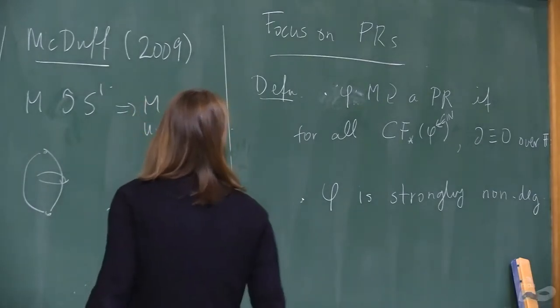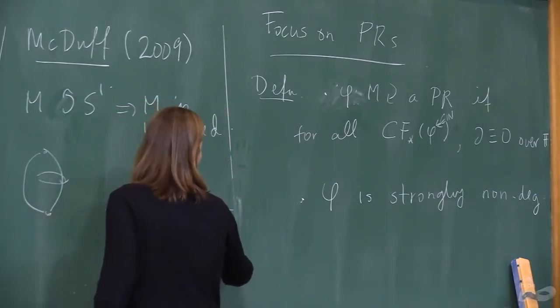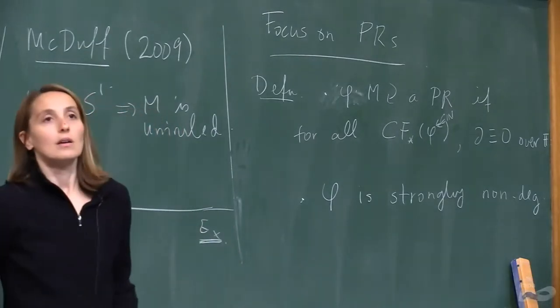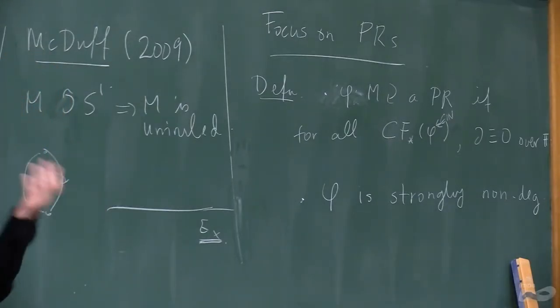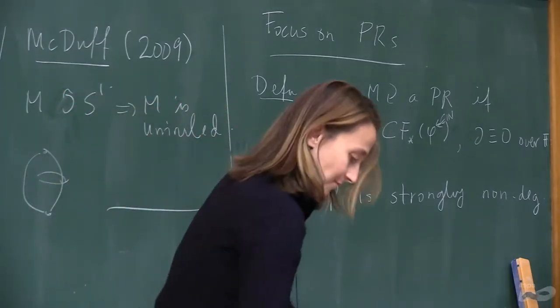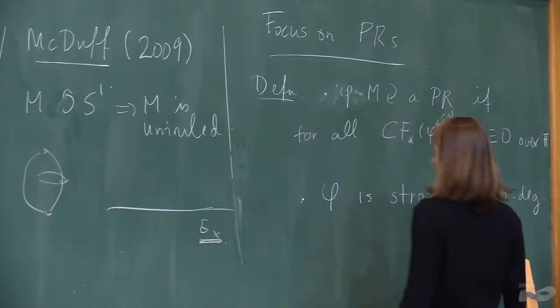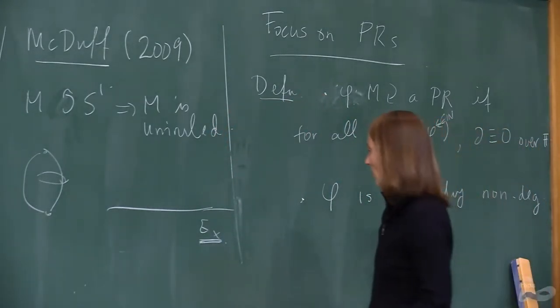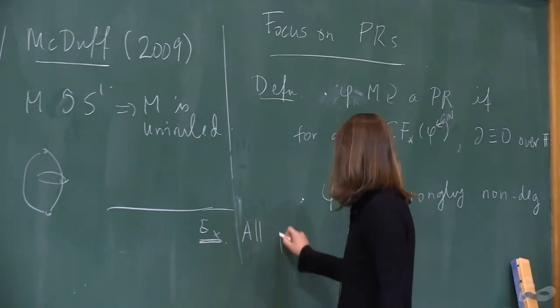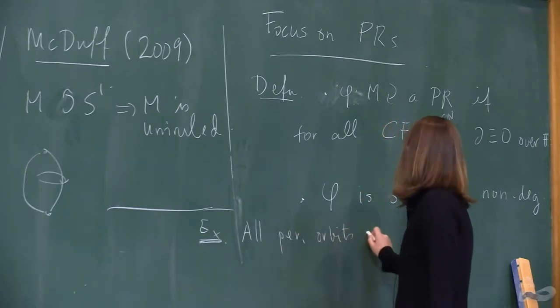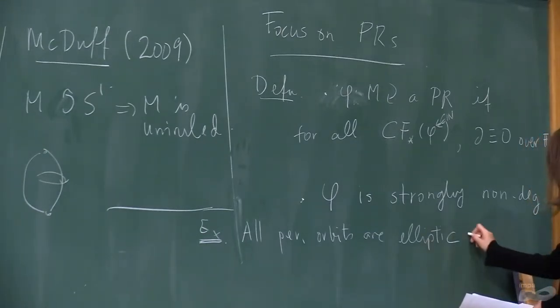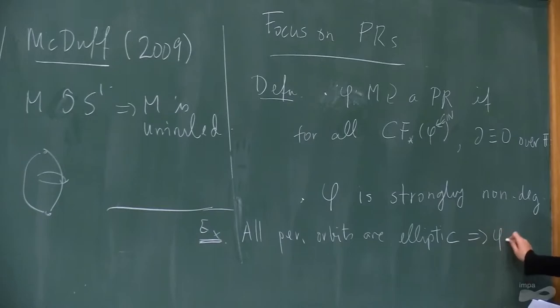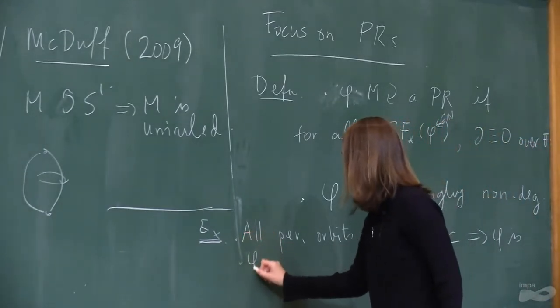Okay. So one can write an explicit example, which I do not want to do in this talk because I don't want to assume my manifold is anything other than weakly monotone. So for a strongly non-degenerate Hamiltonian diffeomorphism, if you happen to have that all periodic orbits are elliptic, actually, then this is a pseudo-rotation. So maybe I'll just write it this way.